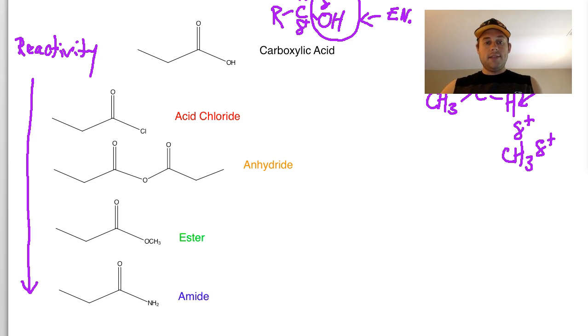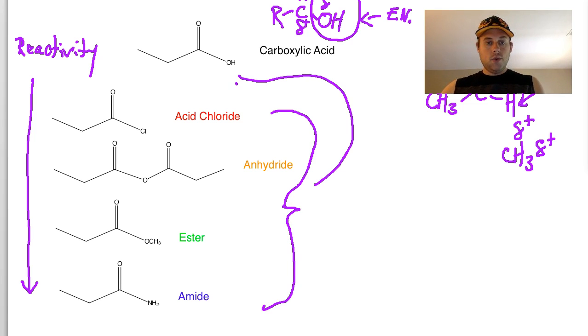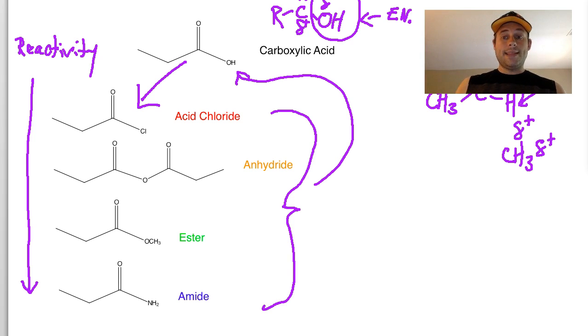Something that is very important to note is that all of these, through one reaction or another, can be turned back into a carboxylic acid, and every carboxylic acid can be turned into an acid chloride, and then subsequently into all of these other potential compounds. So you can sort of reset the chain. Let's say that I have an amide, and I would like to turn that amide into an acid chloride.